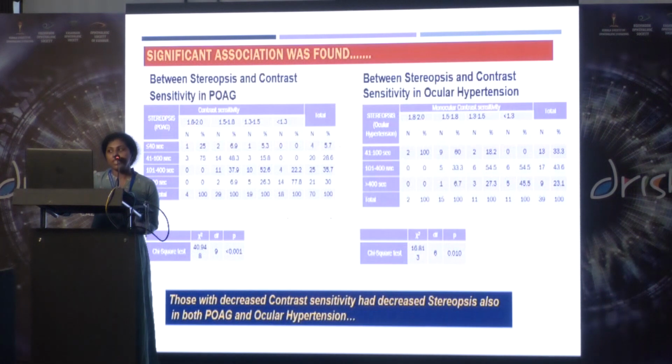However, significant association was found between stereopsis and contrast sensitivity in POAG and between stereopsis and contrast sensitivity in ocular hypertension. That is, those with decreased contrast sensitivity had decreased stereopsis also in both POAG and ocular hypertension.